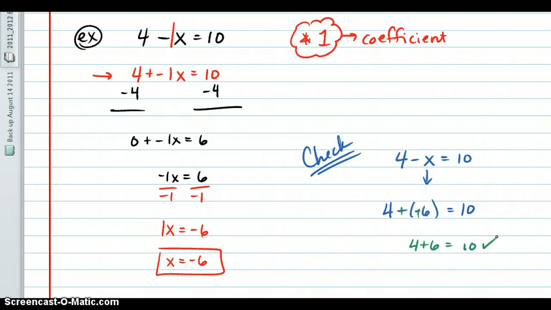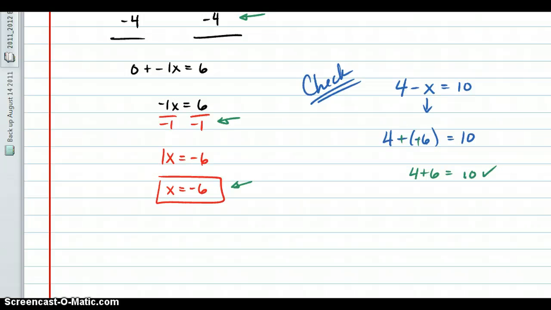That works. That checks. And these are the steps I'm looking for, the balancing. Did you rewrite it? Are you subtracting 4? Are you dividing by negative 1? Do you have your solution? So please make sure that you are showing your work.